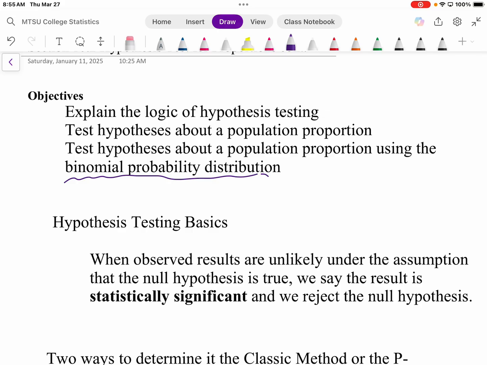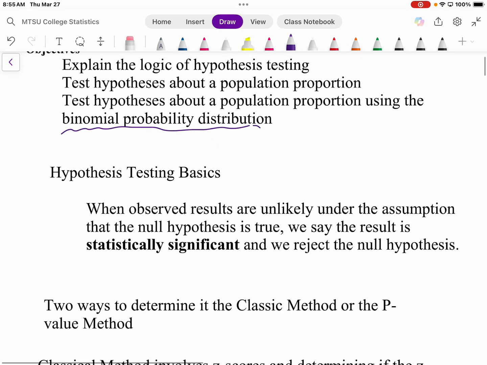I believe we don't have many of those, if any at all. But that's what we end up doing: if you're skewed and we have less than 30 and we have outliers, then we go ahead and do a binomial probability distribution.